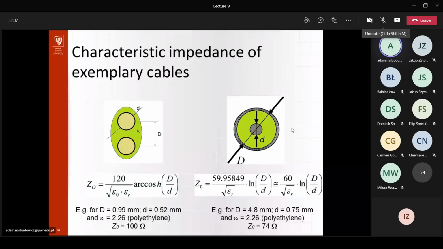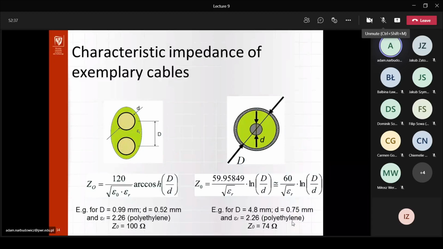Which simply has to do with the fact that the inductance and capacitance will be different based on the shape. Okay, so what is quite important here is that for the coaxial cable, we get the impedance of 74 ohms.